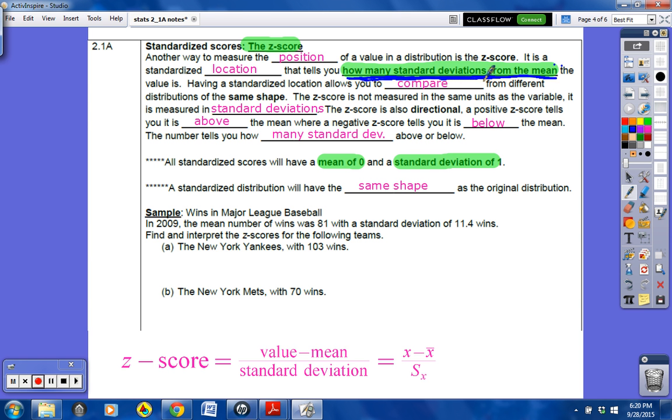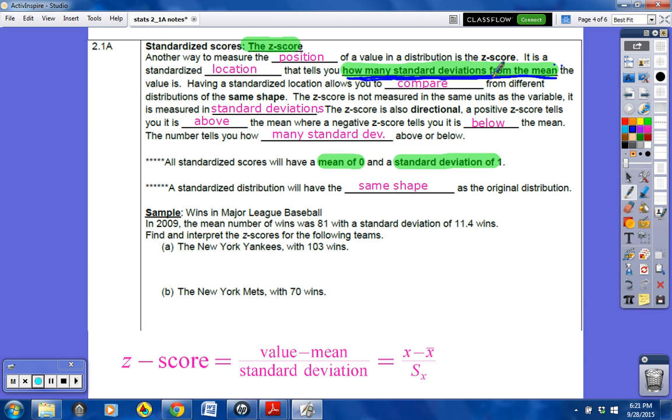And so we look at that center for mean, and we look at the spread of standard deviations, and then we're looking at how far away that is. And so the higher above the mean, the better. The lower below the mean, the worse your score is. And so we're kind of getting an idea of that.